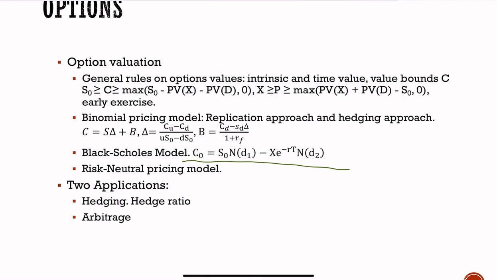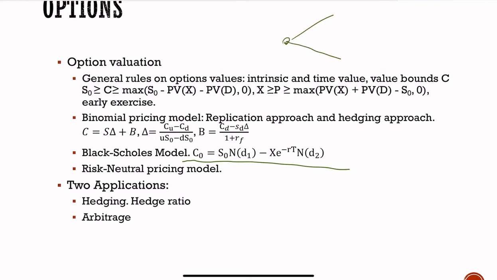But for binomial pricing model and this risk-neutral model, you have to have some understanding of what we're doing here, right? So for binomial model, basically we're trying to assume the stock price has only two values for a single period, right?